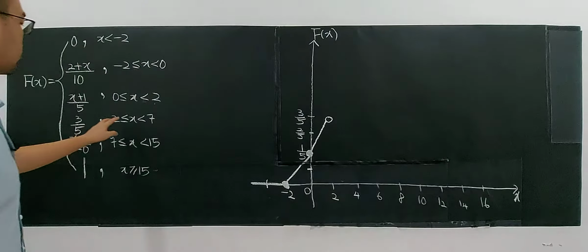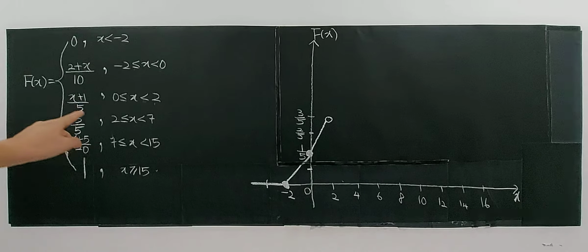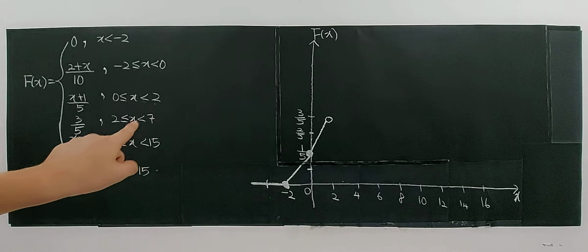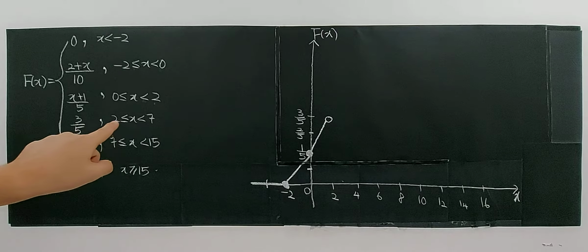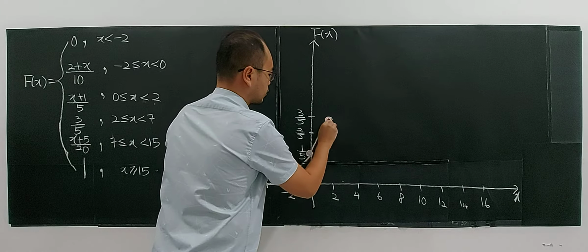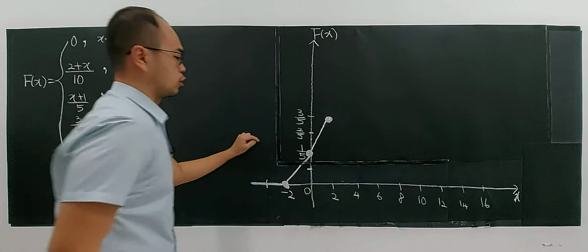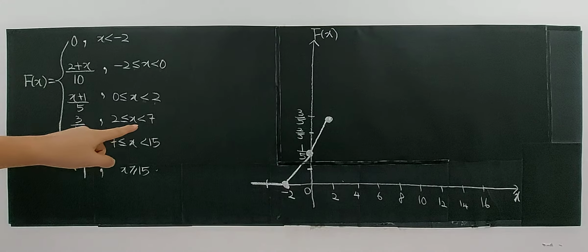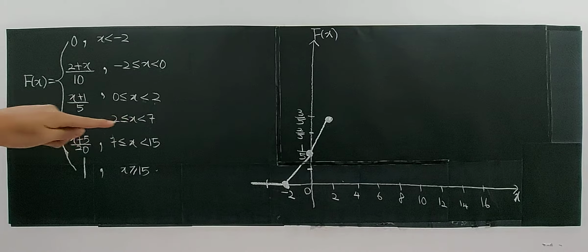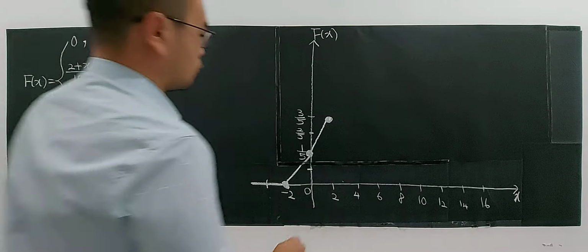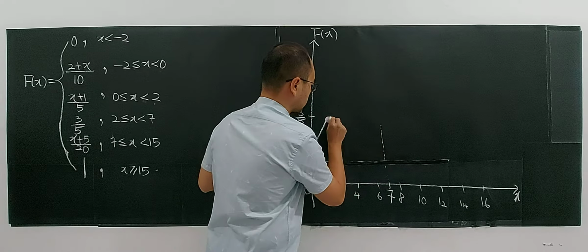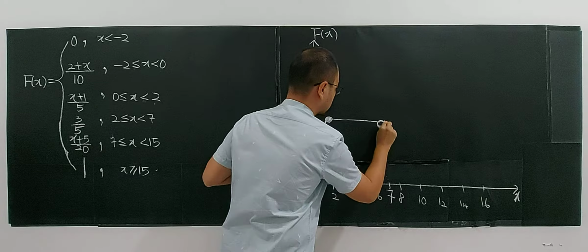So now we look at 2 to 7, right? You put 2, you're getting 2 plus 1 over 5, which is 3 over 5. When x equals 2, the value is also 3 over 5, so they will join back. And when x is 7, it is also 3 over 5, which means from 2 to 7 it is a horizontal line.